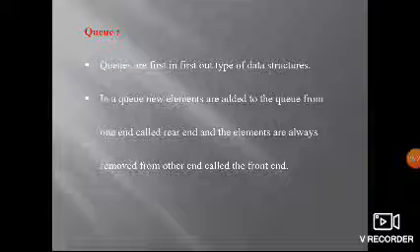So queues are first in, first out type of data structures. In a queue, new elements are added from one end called the rear end. If you want to remove, elements are always removed from the other end, that is called the front end.